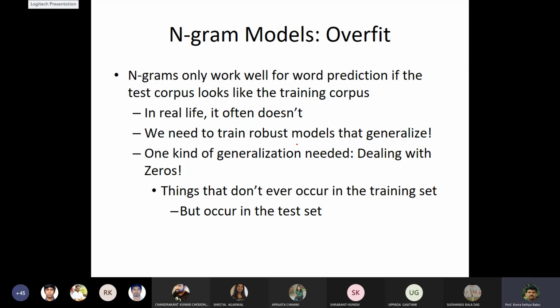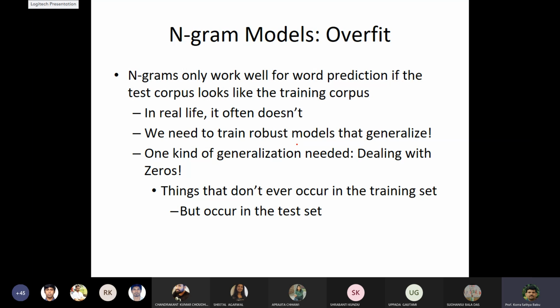N-gram only works well for word prediction if the test corpus looks like the training corpus. It means that the data is available. If it is not available, then how does this n-gram model work? But in real life it often doesn't, right? It is not the same. You have learned all the words in a particular language, but do you expect that the vocabulary and the sequence you have learned will occur in the same way? It may not. Some words you must not have known also.